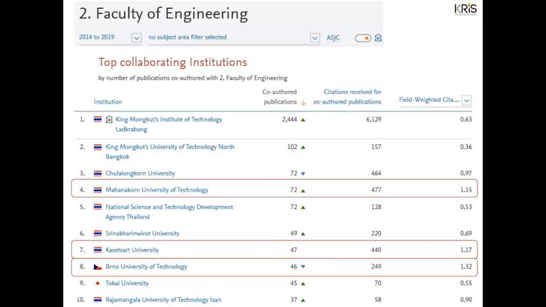While, for example, collaborating with King Mongkut University of Technology in North Bangkok, it's a large number of papers, 102 papers co-authored with Faculty of Engineering, but the citations very low, so 64% less citations than world average.